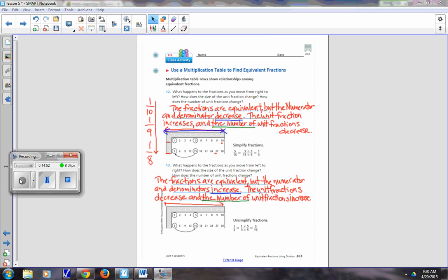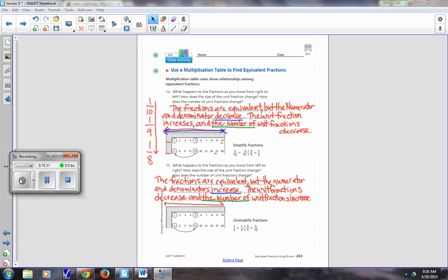So the difference in this one is the fractions are still equivalent. The numerators and the denominators are getting bigger. They increase. The unit fractions, the 1/3, the 1/6, the 1/9, the 1/12, those pieces are getting smaller. They decrease. And the number of them, so in order for me to still have 1/3, I need to have 5/12. If I'm splitting it into 12ths, I need 5 of those 12ths to equal 1/3.